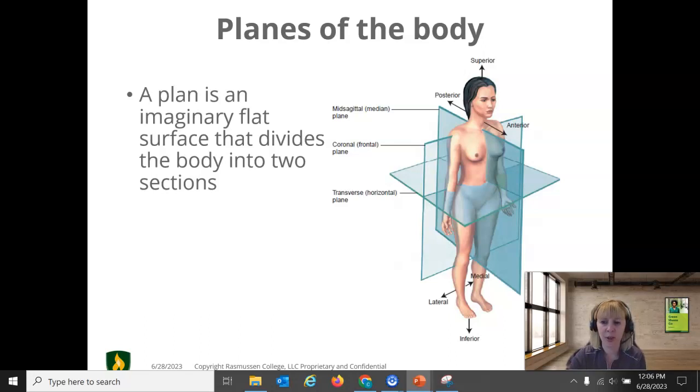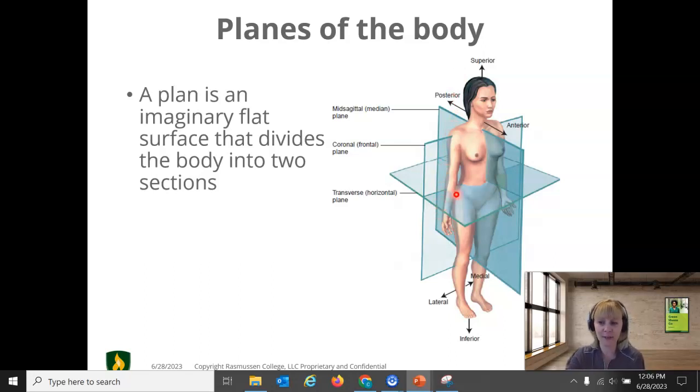We also have a coronal or frontal body plane that will divide the body into anterior and posterior positions. So this right here is the coronal or frontal plane. It divides into anterior, which is the front, and posterior, which is the back.